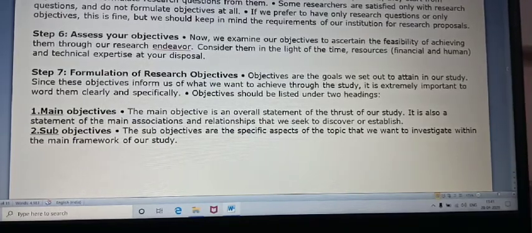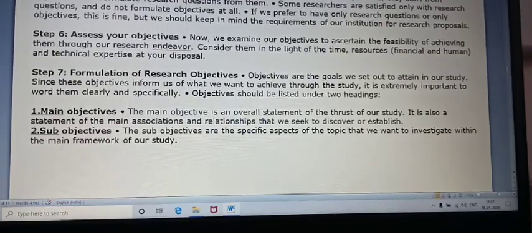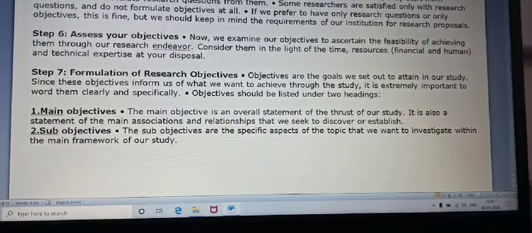The next thing is, once the research objectives you have created and you have assessed it, you have to formulate it. Formulate it means you have to put it in words. Okay, writing research objectives is not easy. The research objectives itself, as you grow older, you will realize it's a very broad term. So you will have to make sure that they are written clearly and specifically.